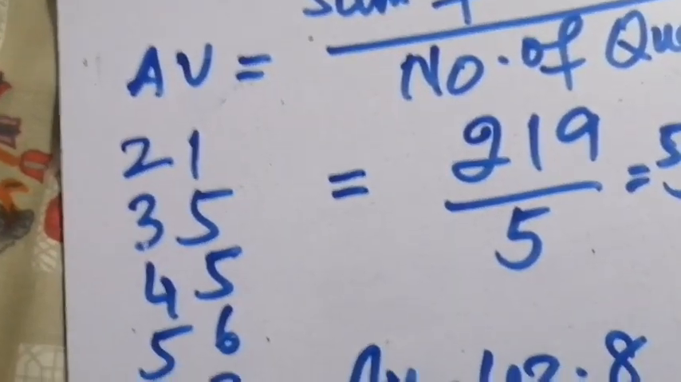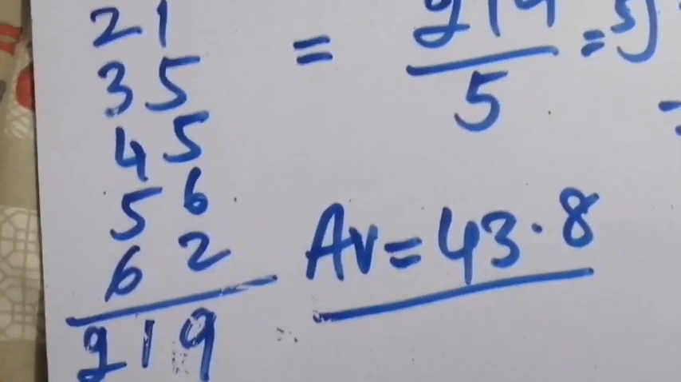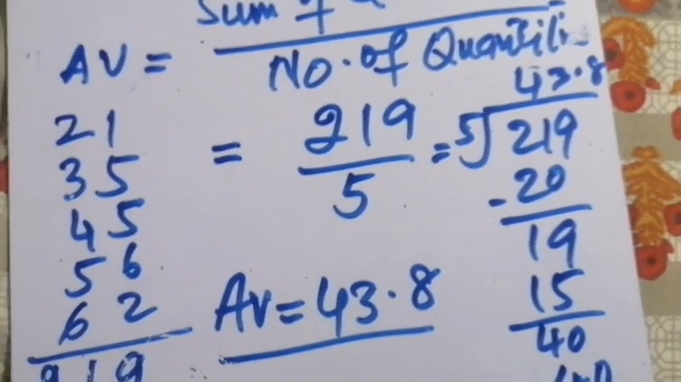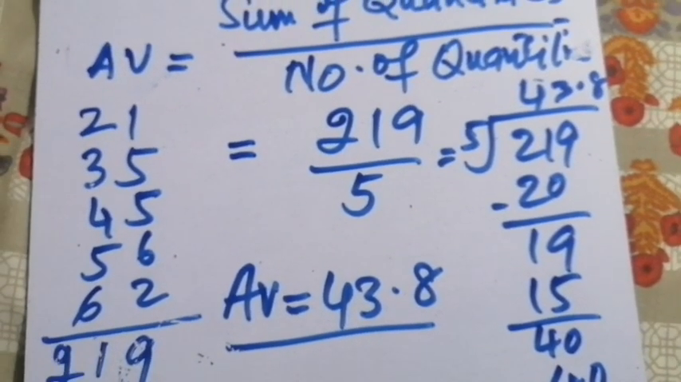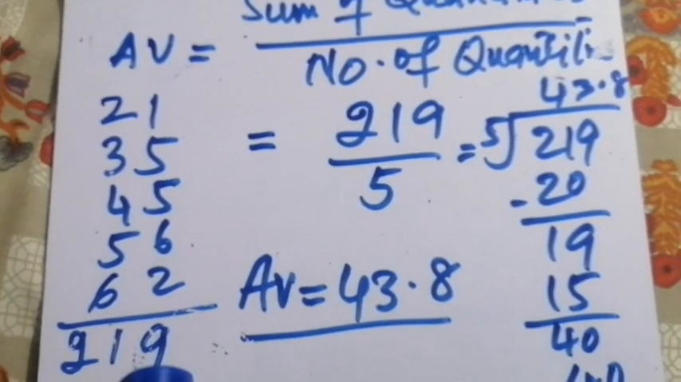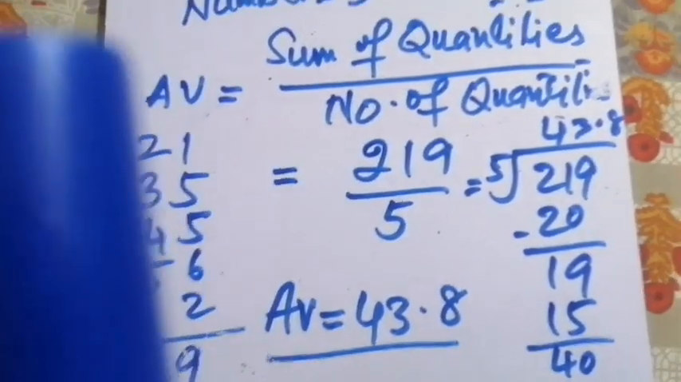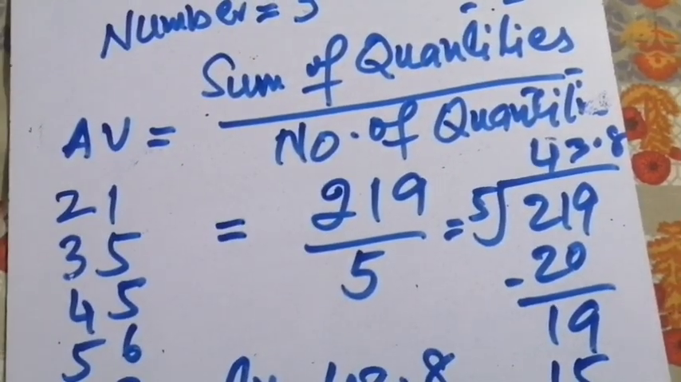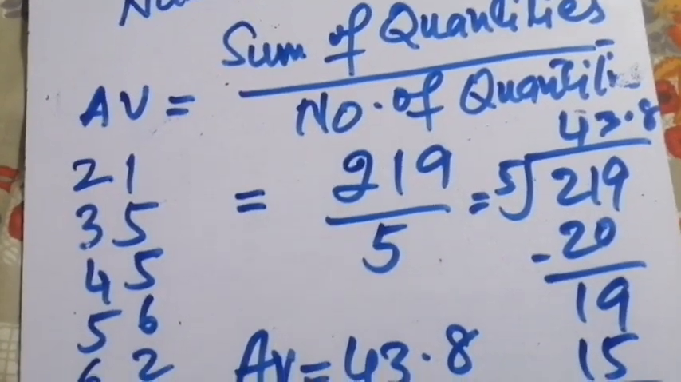We can add these quantities in this way, and like this we can add vertically, and the answer will be the same, or you can do it as above. So this is the answer of question part B.